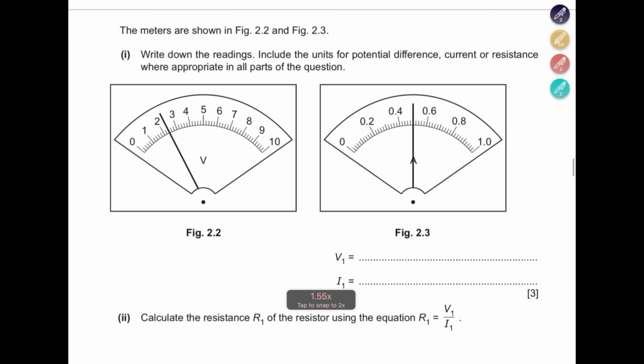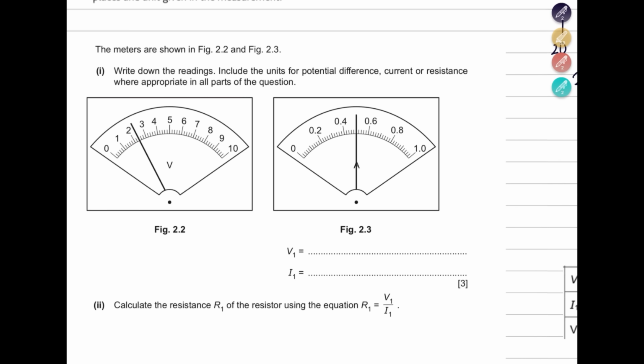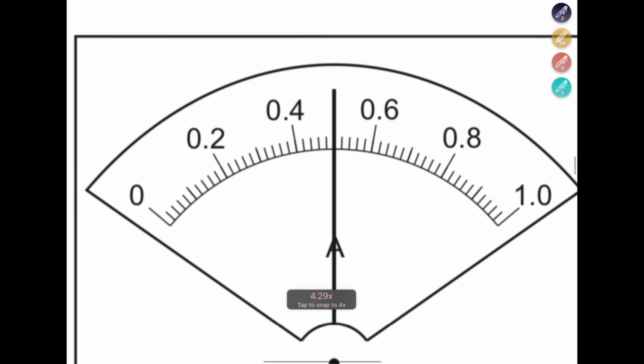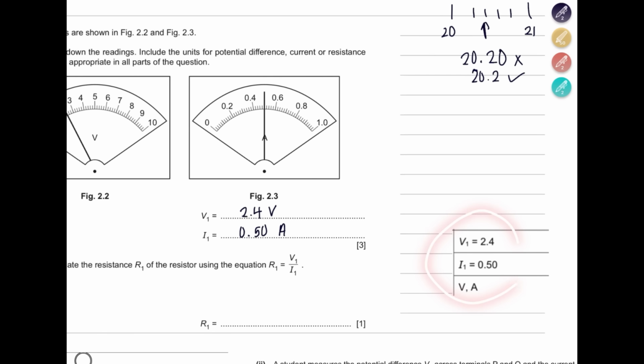Now let's look at this question. So what is the voltage here? 2.2, 2.4. 1 decimal point. Why? Because this scale measures up to 1 decimal point. On the second one, we have 0.5 amps. But we will not write 0.5, we will write 0.50 ampere. Why? Because this measures up to 2 decimal places. This is going to be 0.4248 and this will become 0.50. All of them have 2 decimal places, as mentioned here in the marking scheme.